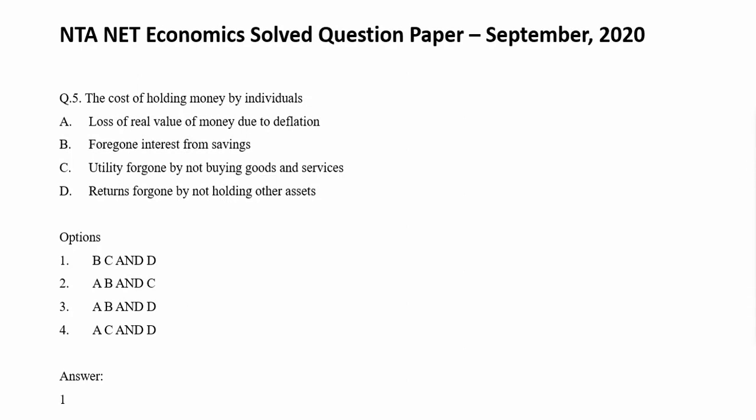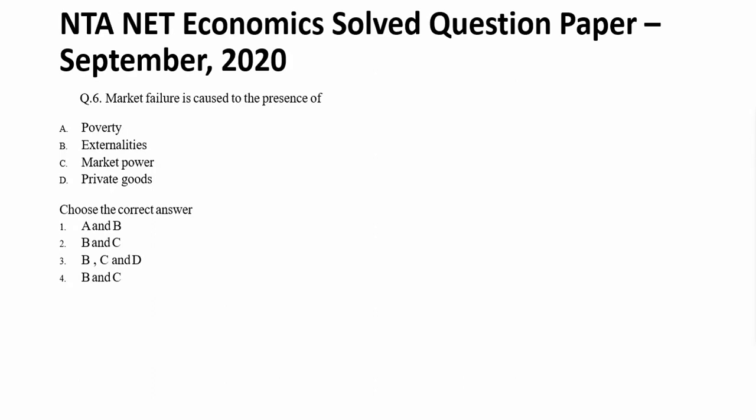Okay, now let's look at a different question. So this question is saying that market failure is caused by the presence of which of the following? The first is poverty, second is externality, third is market power, and fourth is private goods. So you have to find out which of the following is actually creating market failure.